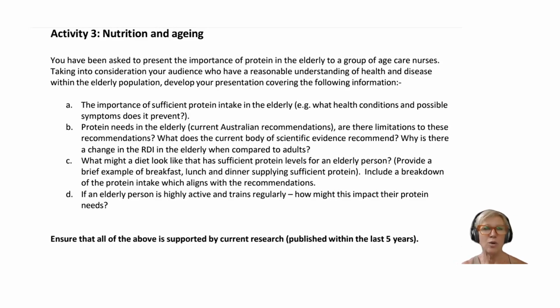So, talking a little bit about that, you might have some tables in here as well with some recommendations. You might be talking about where the limitations of this are as well. Then you'd also be talking about people that train regularly and how that impacts their protein needs. Make sure your research has been published in the last 5 years. So whatever you do, please don't put papers in there that are more than 10 years old because things change.